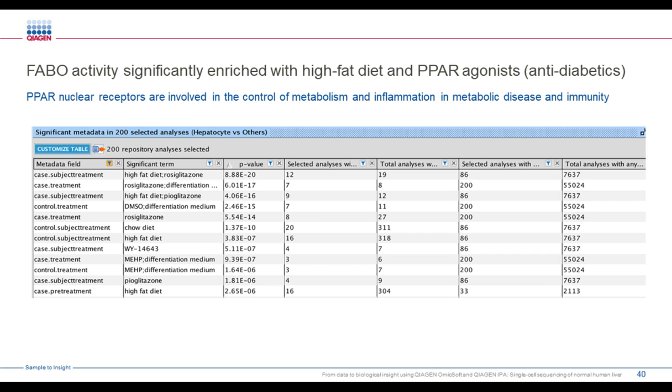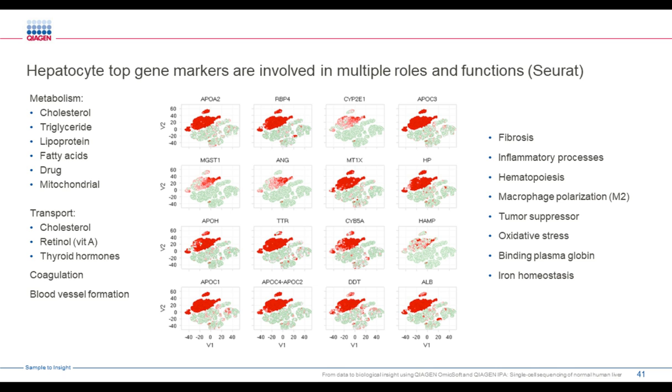These PPAR nuclear receptors are indeed involved in the control of metabolism and inflammation in metabolic disease and immunity. So just looking at the enrichment of keywords coming from the metadata that have been processed from OmicLand, we can tell you that fatty acid beta oxidation pathways are predicted to be activated when you have that context of high-fat diet or usage of PPAR agonist. That can give you some clue.